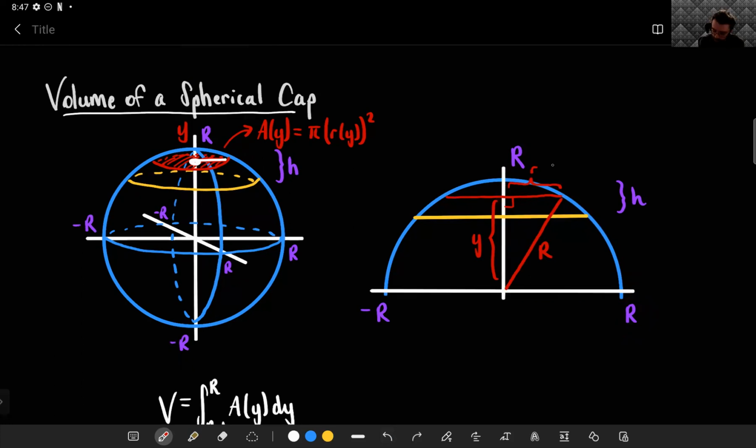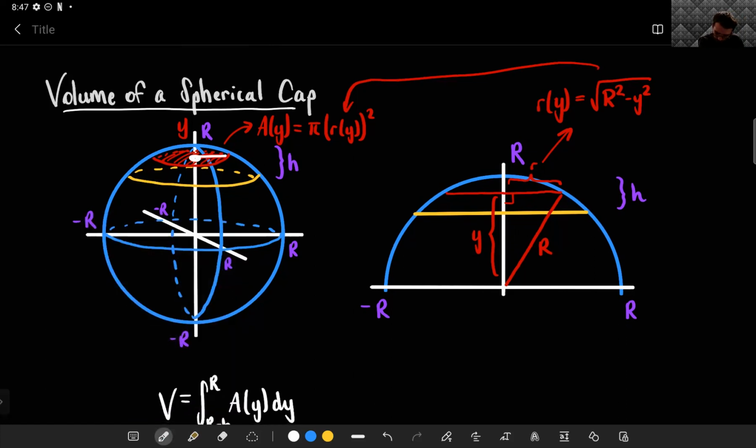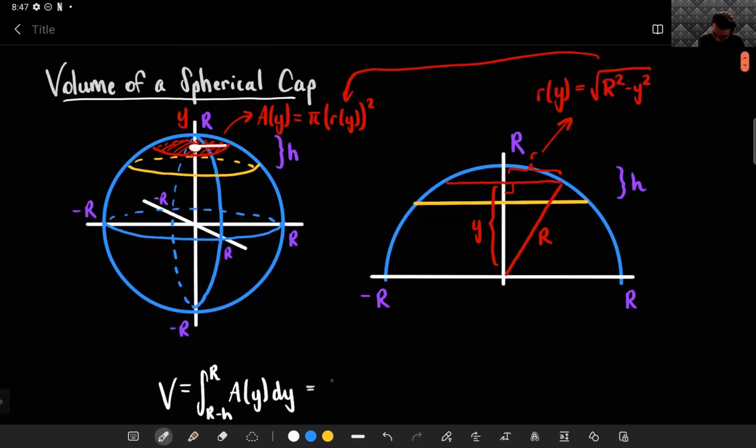So I have that. My goal was to solve for little r. Little r as a function of y is going to be, by the Pythagorean theorem, and you can work it out bit by bit if you want, but I'll just jump to the answer, the square root of the hypotenuse squared minus the other side squared. So this can be plugged in here for our area. And lo and behold, we get an integral that looks like this.